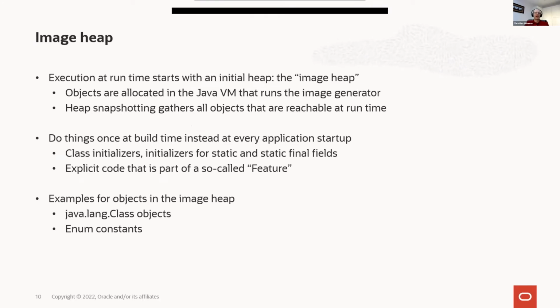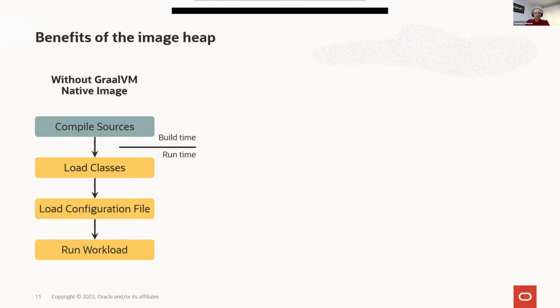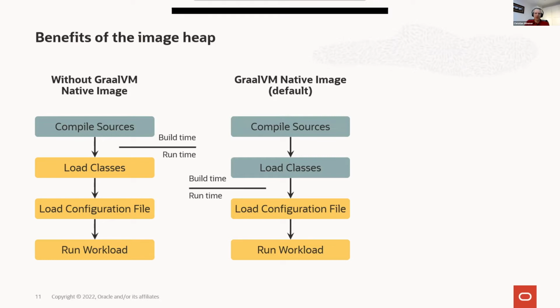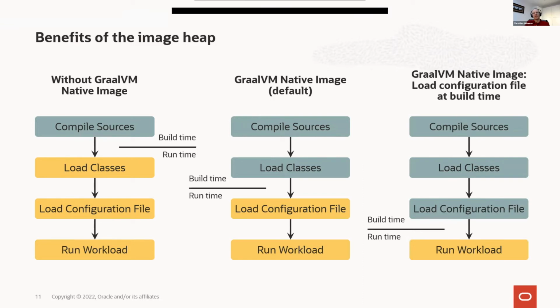And the image heap that is part of this snapshotting is the central part of the programming model. I will talk about that a little bit more in detail. Because when you were traditionally running Java code on, for example, the Java HotSpot VM, the only thing you did at build time, of course, is compile the source code, and everything else, loading classes, was done at runtime. And parts of your application, like loading a configuration file and running a workload, all of that is done at runtime. With native image, by default, all the classes are always loaded at image build time. But as I said, the important thing is you can, as an application developer, do anything you want at image build time too. For example, you can load configuration files.